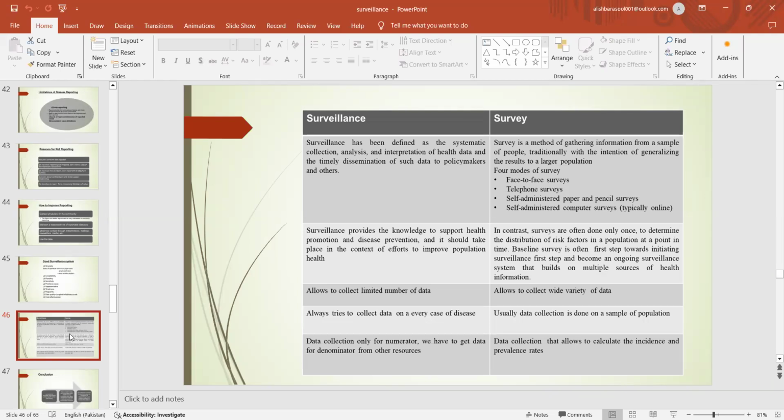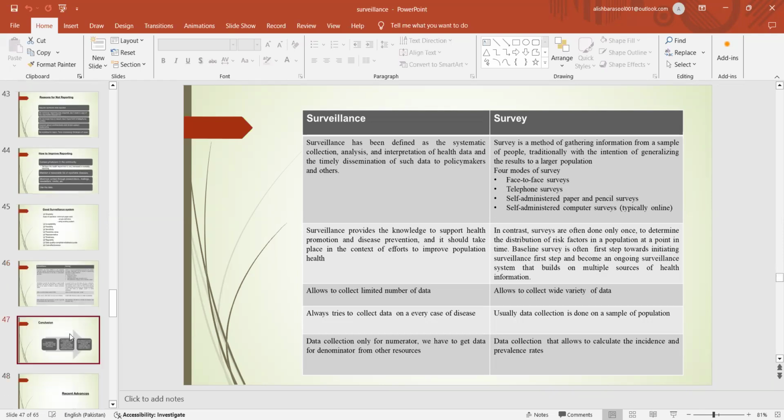Surveillance allows collecting a limited number of data; a survey allows collecting a wide variety of data. Surveillance always tries to collect data on every case of disease, whereas in a survey, data collection is usually done on a sample of the population. Surveillance collects data only for the numerator, and we have to get the data for the denominator from other sources, while the survey allows calculation of incidence and prevalence rates.